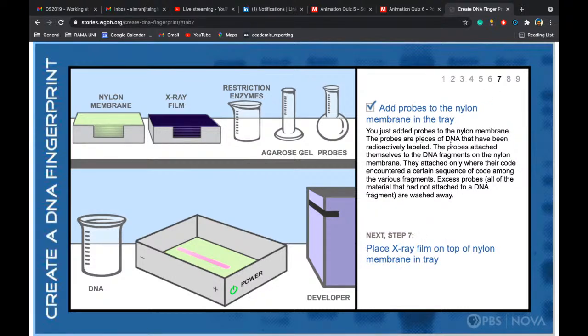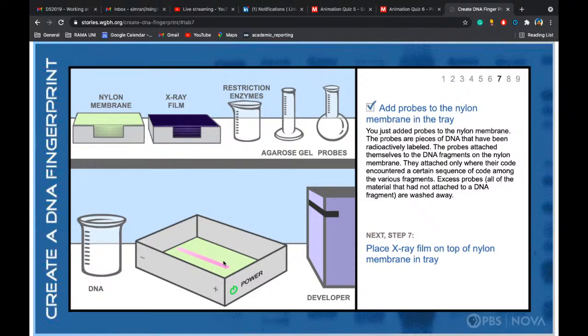These probes are actually pieces of DNA that have been radioactively labeled, so that the probes attach themselves to the DNA fragments on the nylon membrane, and they attach only where the code matches a certain sequence among the various fragments. The excess probes, all of the material that had not attached to the DNA, was washed away. So they will be attached only to the specific portion.